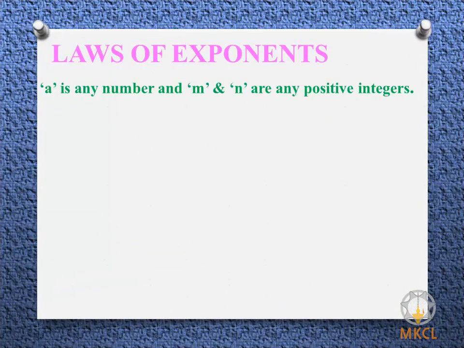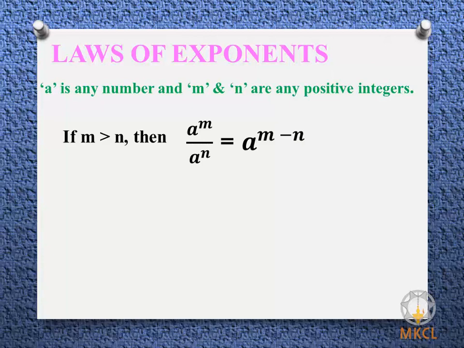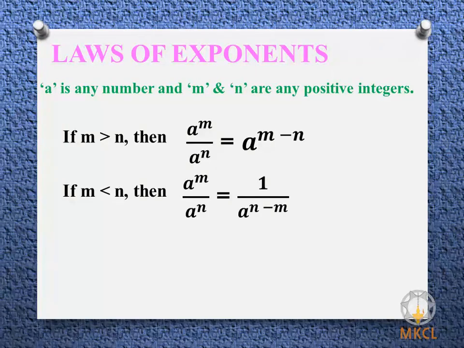Next law of division operation. If m is greater than n, then a raised to m divided by a raised to n is equal to a raised to m minus n. If m is less than n, then a raised to the power m divided by a raised to the power n is equal to 1 upon a raised to the power n minus m.